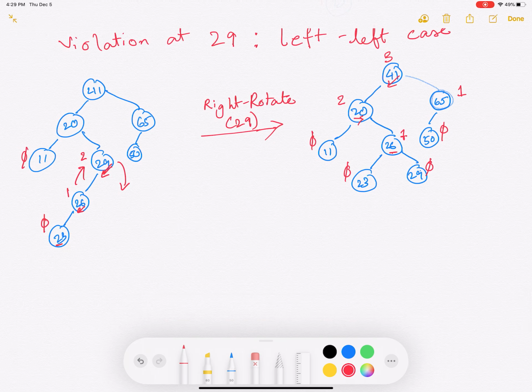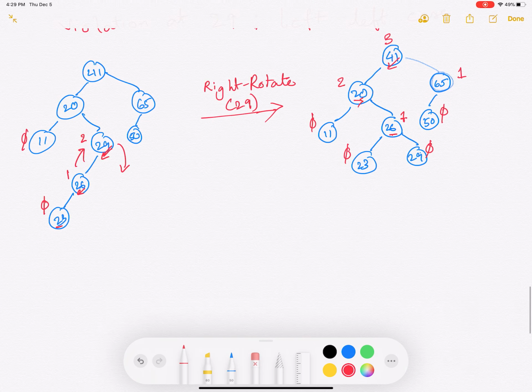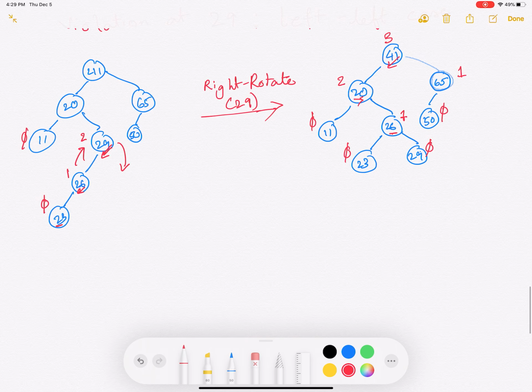Now let us insert 55 into this tree. So to insert 55, which is basically going to come to the right hand side of 50. So let's just do that. So here what we're going to do is insert 55. So we're inserting 55. I'm going to draw the tree here.